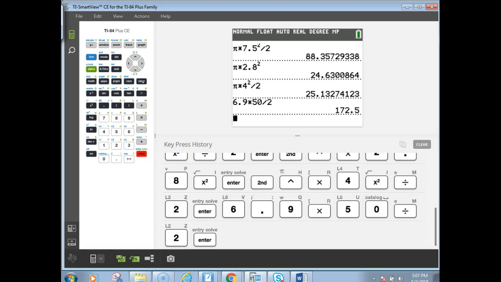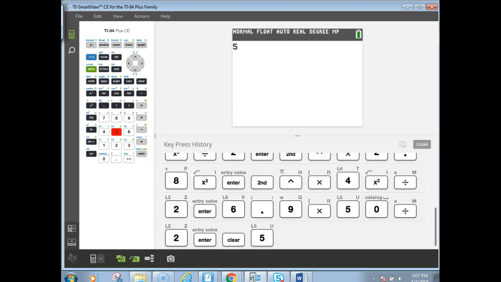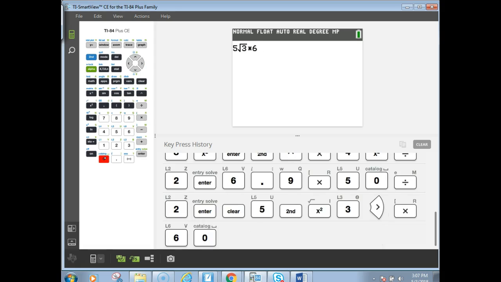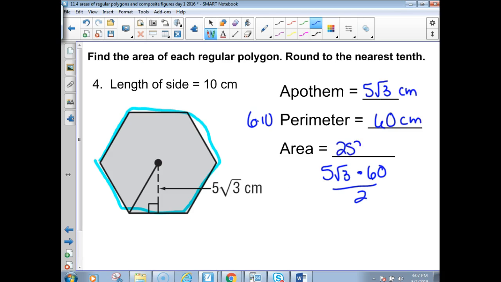And what I mean by being careful, especially if you have these newer operating systems, newer calculators, or you're using the ones that I let you borrow in class, with 5 root 3, this system makes us have to get out of the radical. So you can't hit just times. You have to get out of there with an arrow, and then hit times 60, and then divide by 2. All right, got 259.8. And units are square centimeters. Centimeters squared, you guys always think.